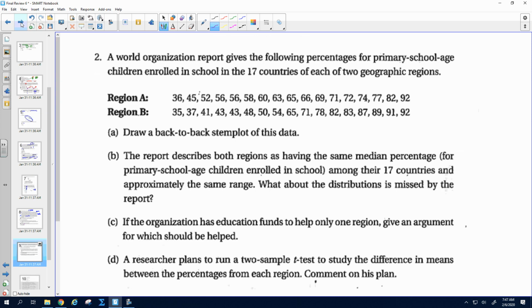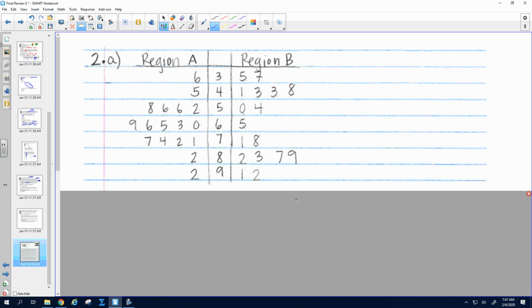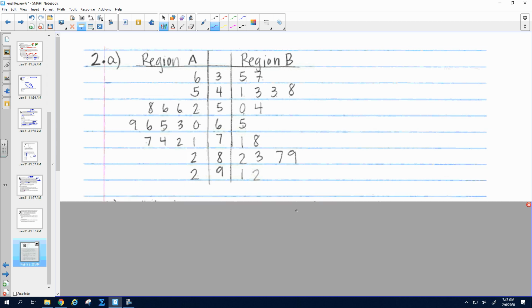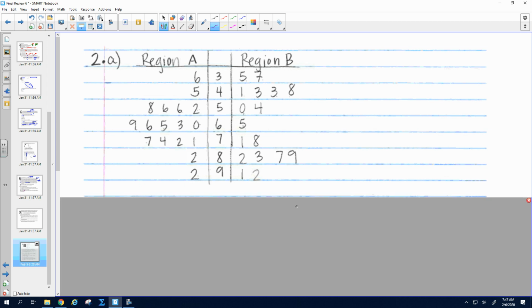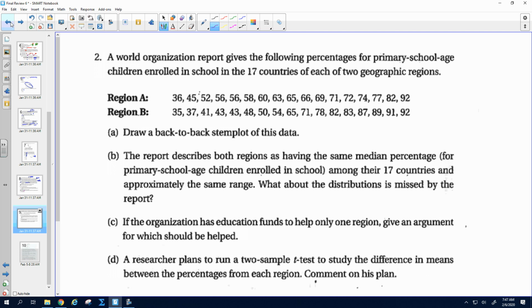So first we need to make a back-to-back stem plot for this one. So it looks like this. Remember that even if you don't have any leaves, you don't skip any of the stems. So you want to go from 3 to 9. And on the right, they're going to go this direction, least to greatest. And on the left, make sure they're going this direction, least to greatest. Okay. And if you make a good stem and leaf, you can answer these questions pretty effectively.